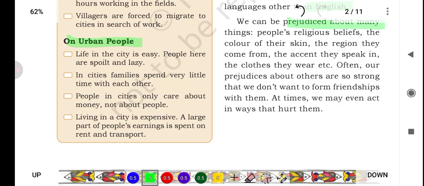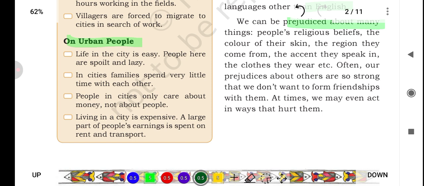People's religious beliefs, the color of the skin, the region they come from, the accent they speak in, the clothes they wear, etc. Often our prejudices about others are so strong that we do not want to form friendships with them. At times we may even act in ways that hurt them.